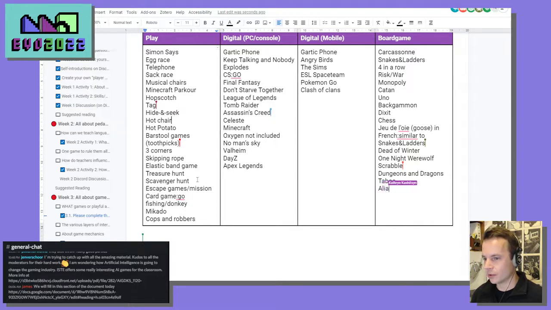I put D&D there. Why are you moving my D&D? Because it's a product that you buy. It's a board game. Oh. No. I also put Minecraft Parkour, so that's got to move too. When you say Minecraft Parkour, you mean the mini game inside Minecraft where you keep jumping platforms? Yeah.